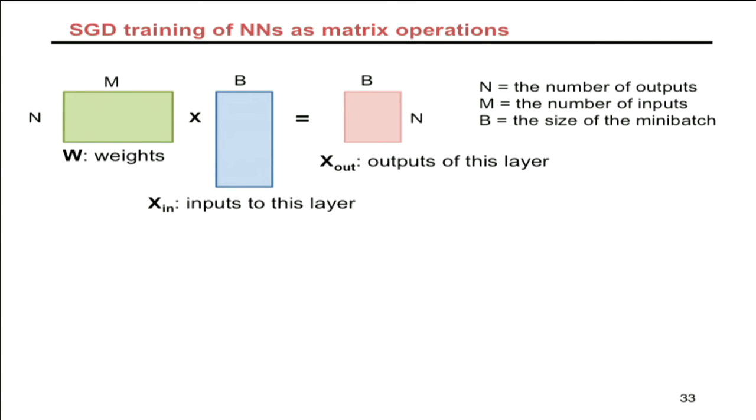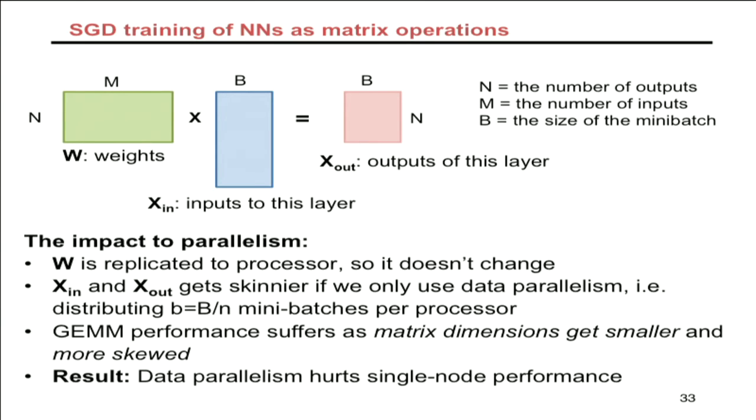Right? So this can be dense if you have a fully connected network. If you have a sparse neural network, this might be sparse. But the impact of parallelism is significant. What's happening? So W is not important. W is the model. In the data parallelism case, it's replicated. That's easy. But then when I do data parallelism, the batch size shrinks per processor.